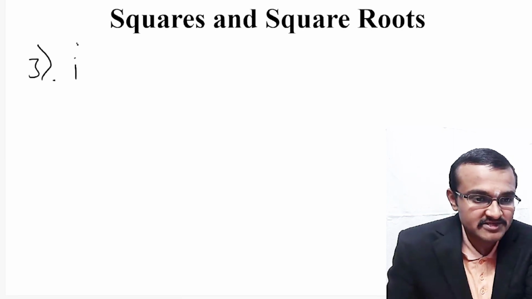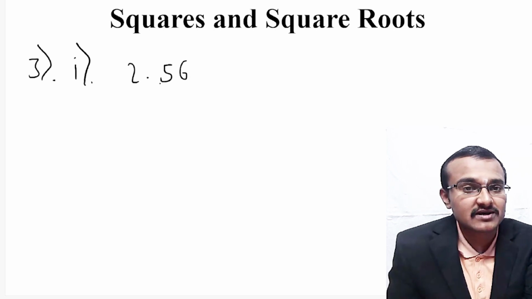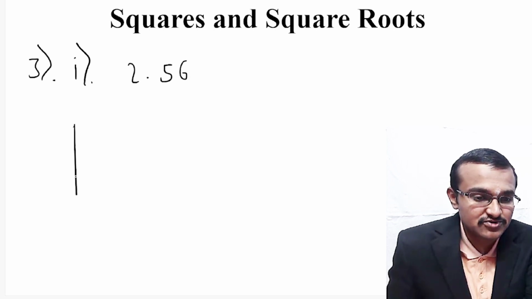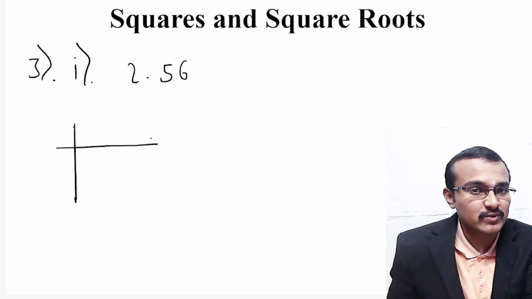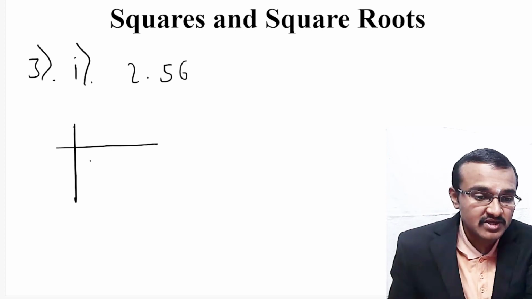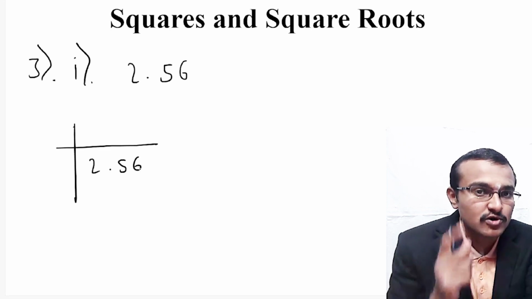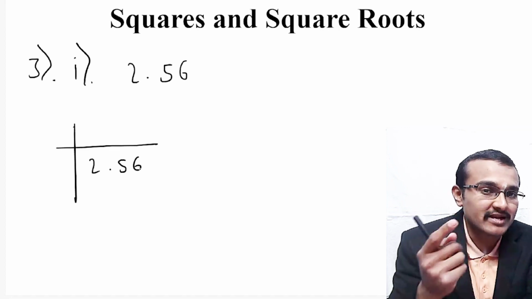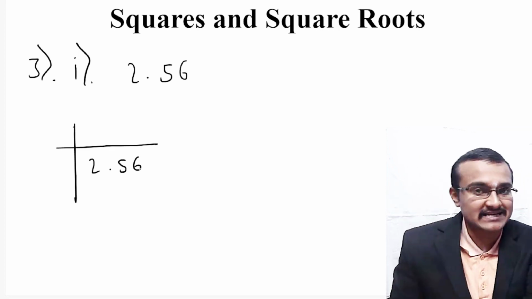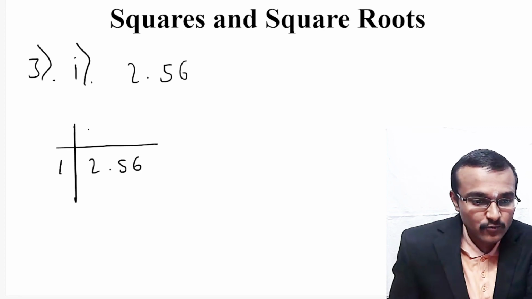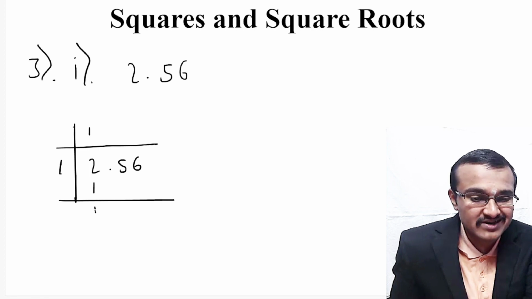Coming to the first question in this third question, you have 2.56 as your number. Similarly, we can use the division method which we used in our first question for finding the square root of decimals as well. For 2, the nearest perfect square is 1, because 1 square is 1. So 1 is less than 2. Here 1 into 1 is 1. If you subtract 1 from 2, you will get 1.